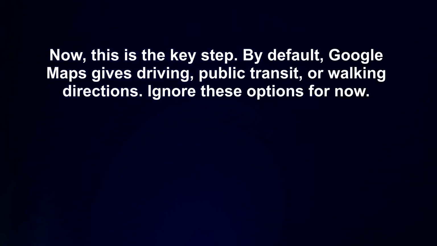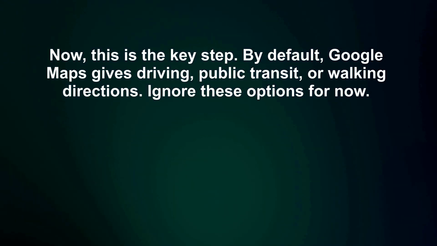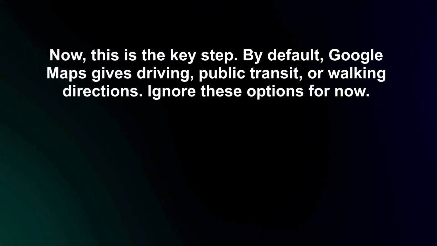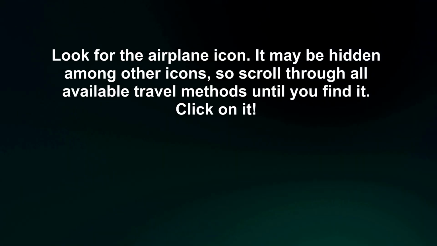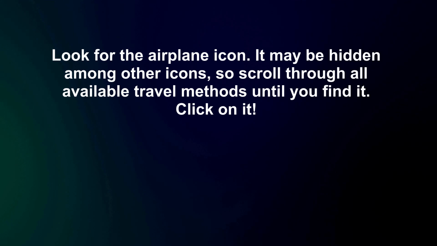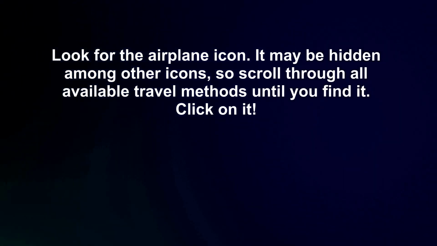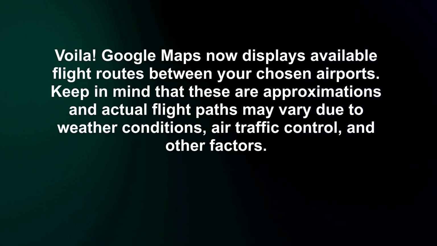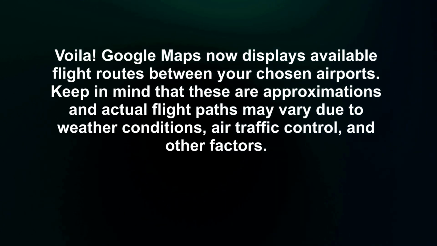Now, this is the key step. By default, Google Maps gives driving, public transit, or walking directions. Ignore these options for now. Look for the airplane icon. It may be hidden among other icons, so scroll through all available travel methods until you find it. Click on it. Voila! Google Maps now displays available flight routes between your chosen airports.